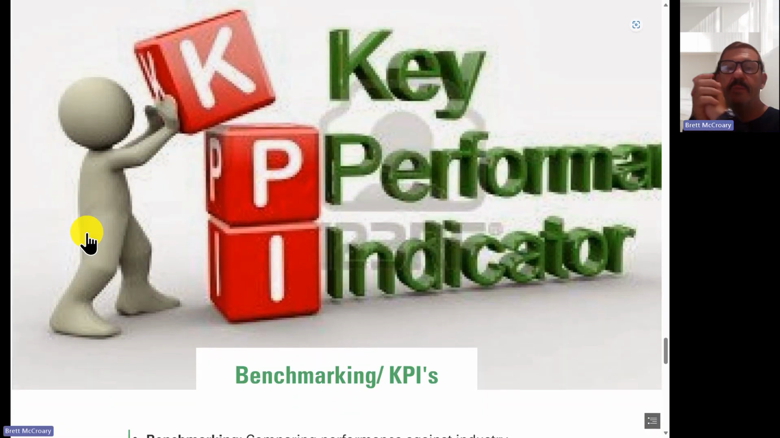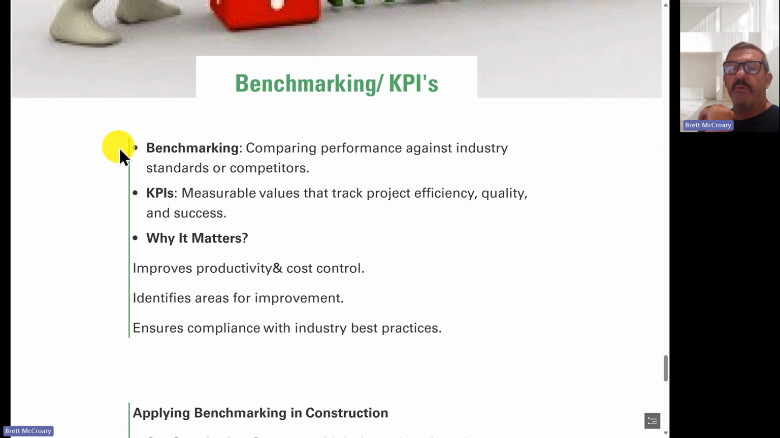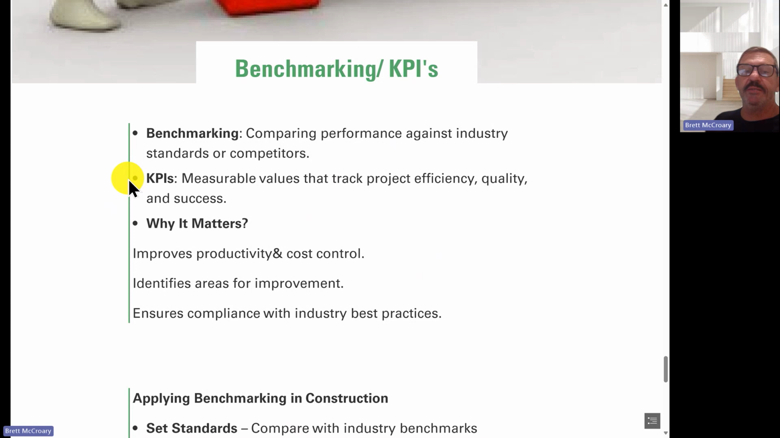All right, briefly, key performance indicators. I always find it difficult to teach, but I find it useful so you can have an understanding. Benchmarking. So, benchmarking is comparing performance against industry standards or competitors. Your KPIs, or key performance indicators, are measurable values that track project efficiency, quality, and success. So, why does it matter? It improves productivity and cost control, identifies areas for improvement, and ensures compliance with industry best practices.